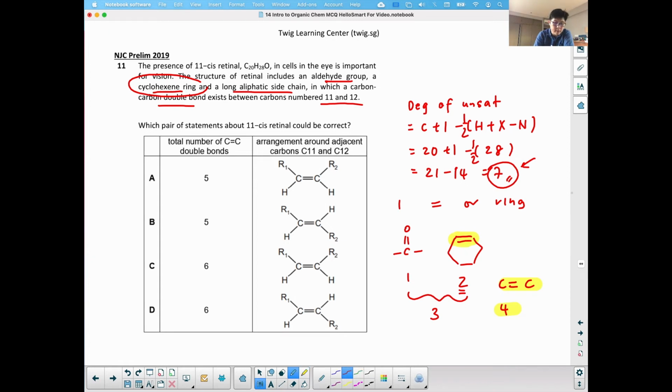So the answer will be either A or B. Can you see that? And since they tell you it's cis, you need to have a cis structure. This structure is trans, and this structure is cis. So the answer has to be A. Okay, let's look at question 12.